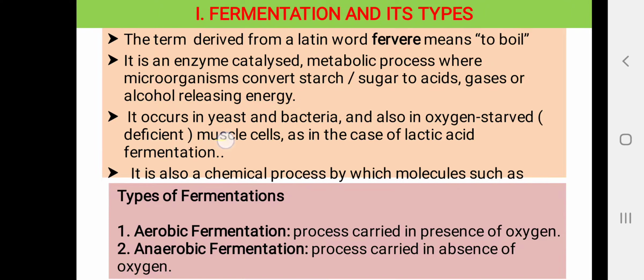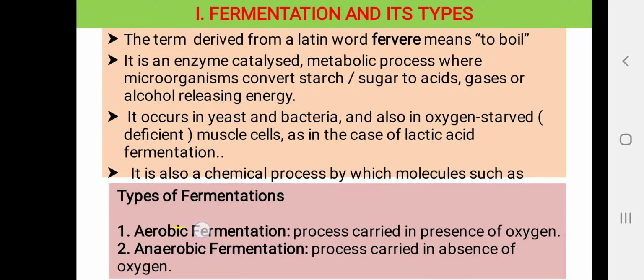Fermentation occurs in yeast and also in bacteria. It also occurs in oxygen starved muscle cells, for example, lactic acid fermentation. Fermentation, apart from being a biological process, is also a chemical process. So let us look into the types of fermentations.